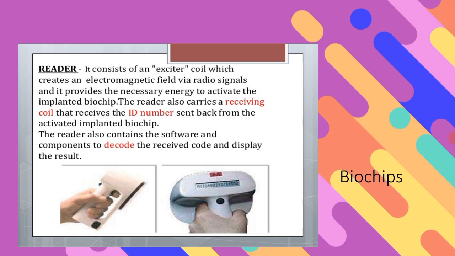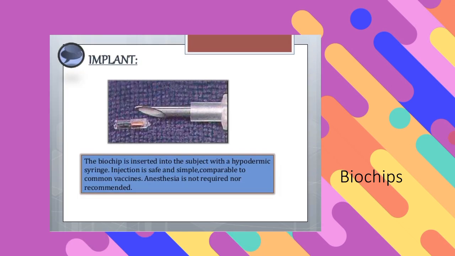And the second component is the reader. Reader is also having three parts. So this is about the construction, the components of the biochips, what a biochip is made up of. Then next we will see implanting the biochip, how we can insert this biochip.